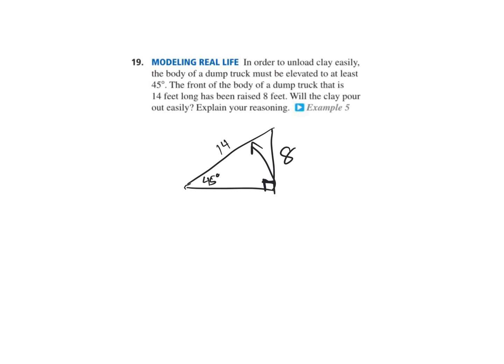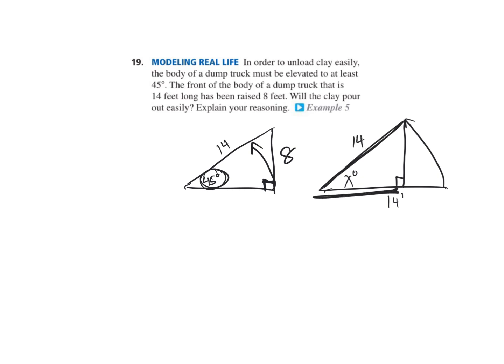Okay, so what it's asking is, what is this actual angle? It needs to be raised to 45 degrees. All right, so here's what we have. We have a 14-foot long bed that gets raised 8 feet. Okay, so it's elevated, right? We don't know this degree here, x degrees. So once it's raised, we drop an altitude down. So we don't know this length right here. We do know this length is 14, the hypotenuse, because it got raised from this position. So, and it got raised 8 feet.